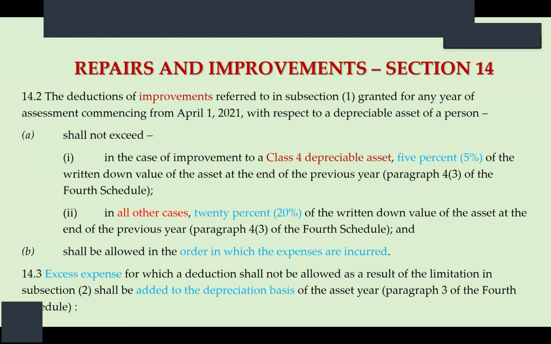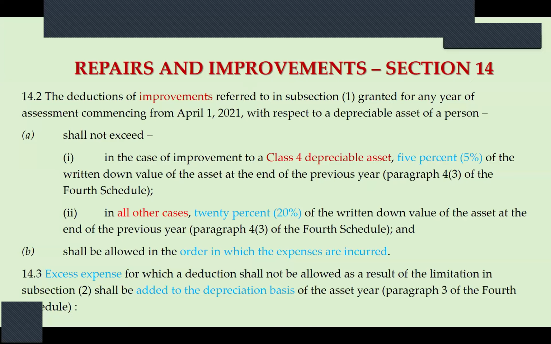So when we are deducting expenses, we have to consider this one. If there is an excess expense, that expenditure shall be added to the depreciation basis. So there are a lot of conditions. It is very difficult to understand what I am talking about. I know that it is very difficult. Therefore, I am going to do this explanation with an example.